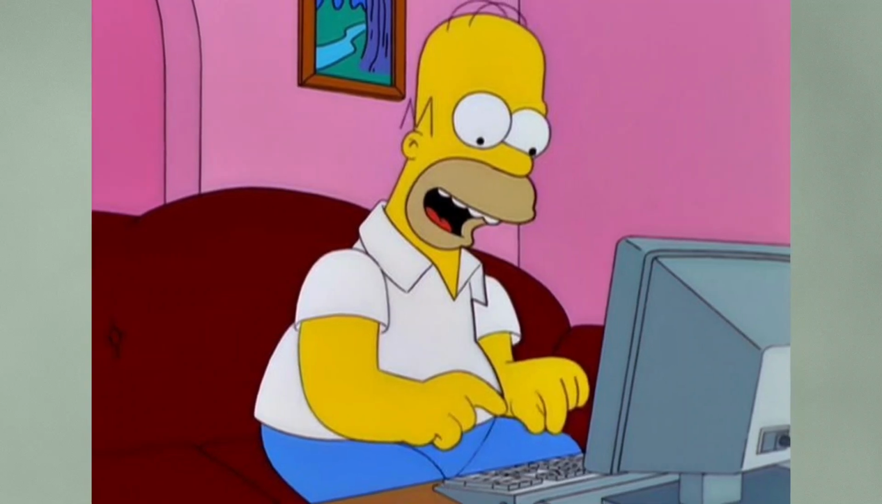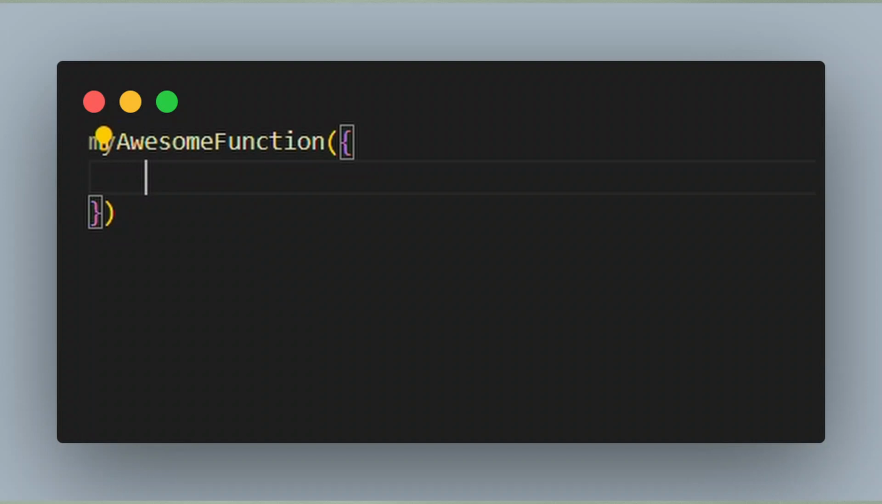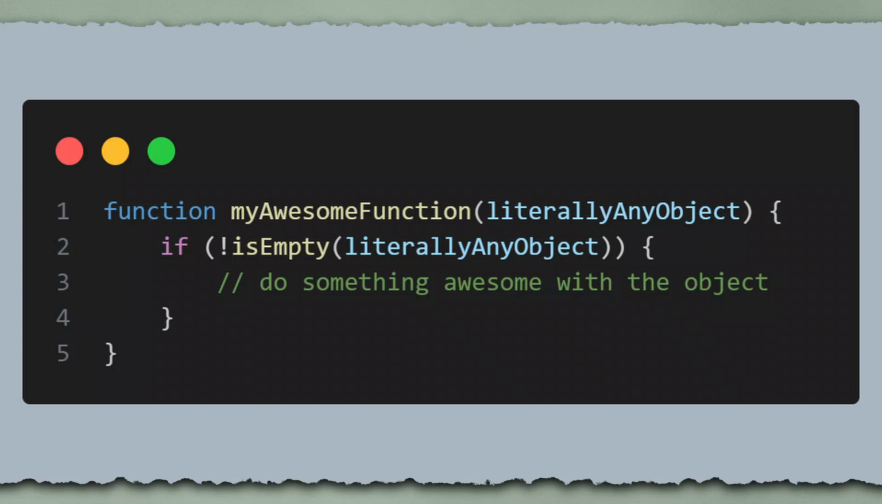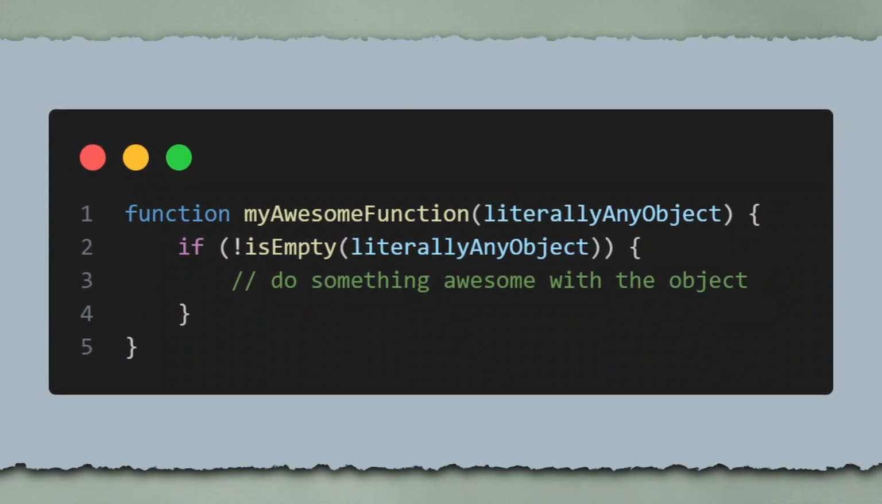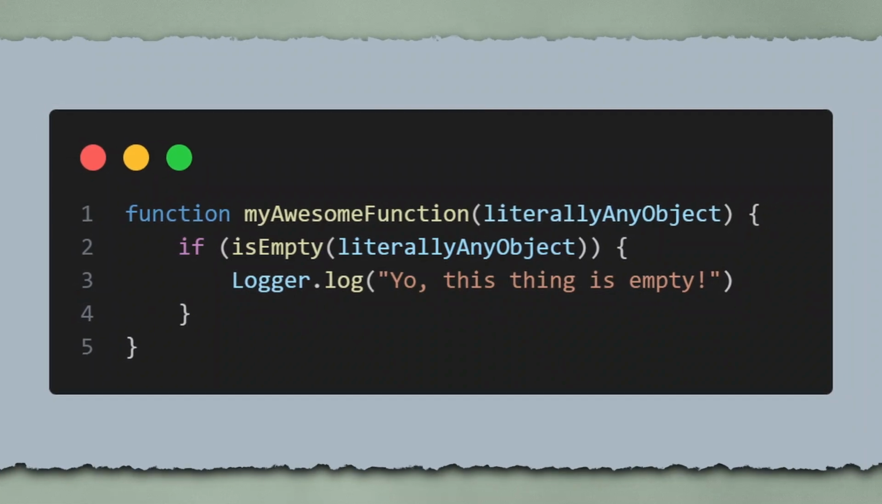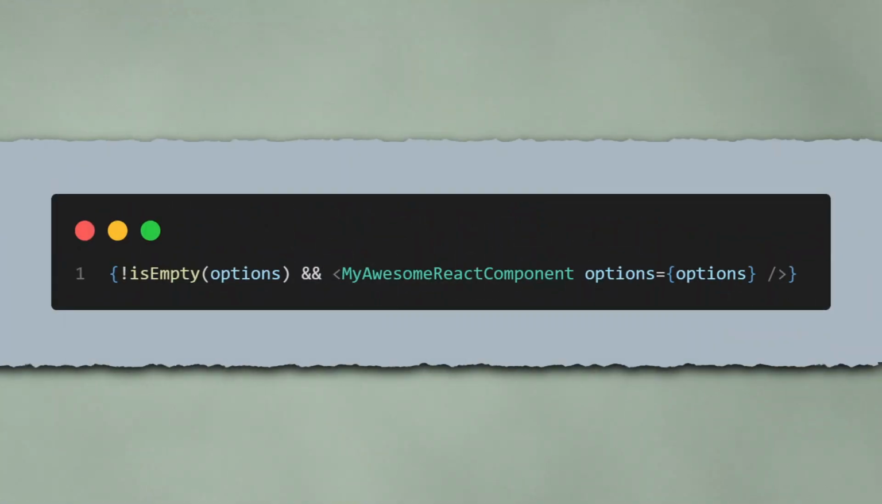One of the great things about JavaScript is that you can literally pass any object to a function, class, React component, whatever. It really gives you a lot of flexibility, but often enough you will find yourself in a situation where you need to check if such an object actually contains any data. Maybe you need this because you need to do some logging if the object is empty, or you do not want to render a React component for an empty object.